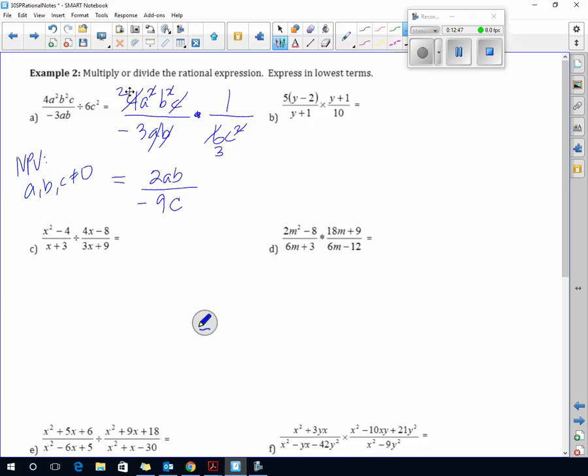Next up. Can anybody see some cancellations? Yes. Y plus 1 and y plus 1 can cancel because they're both exactly the same binomials. Anything else we can cancel? The 5 and the 10. The 5 and the 10 is just a 5/10 fraction, right? So 1, 2. So what's my final answer? 1 over 2. And what is y cannot equal?